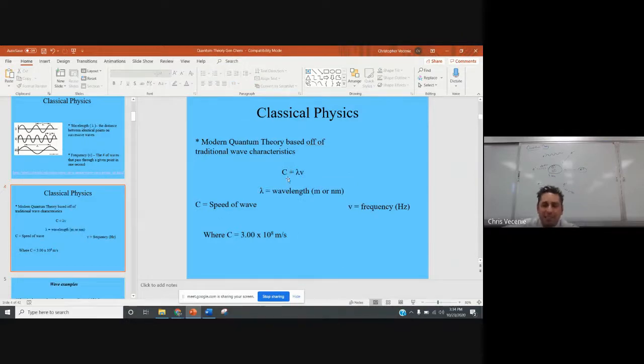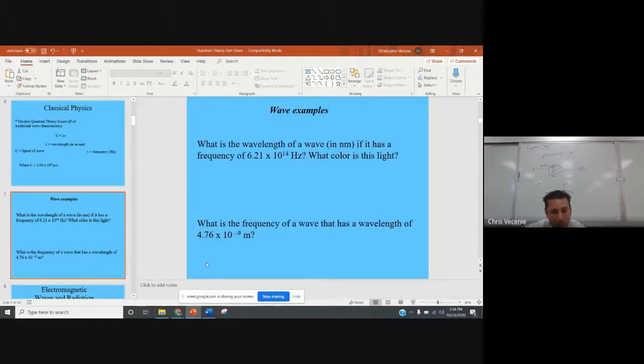And then lastly, this C shows up. And C is the speed of the wave, all right? But most of the time we treat it as a constant. We treat it as the speed of light, which is 3.00 times 10 to the 8th meters per second. So when you look at the examples here, obviously we're doing some math problems.